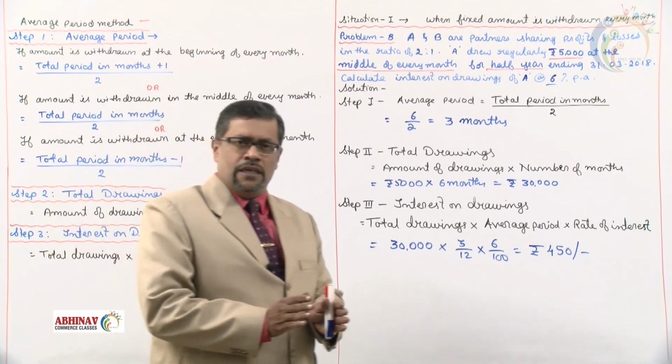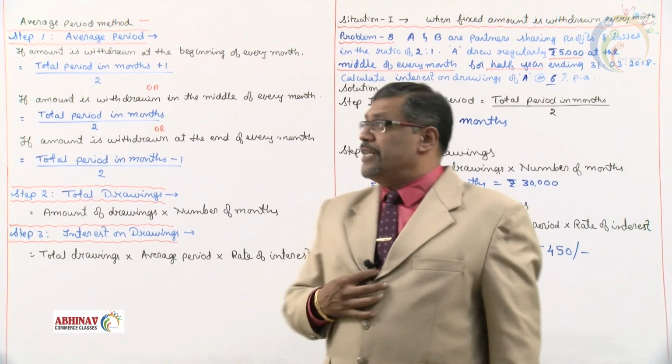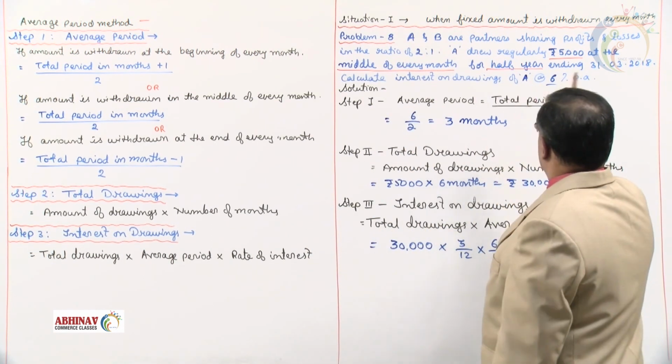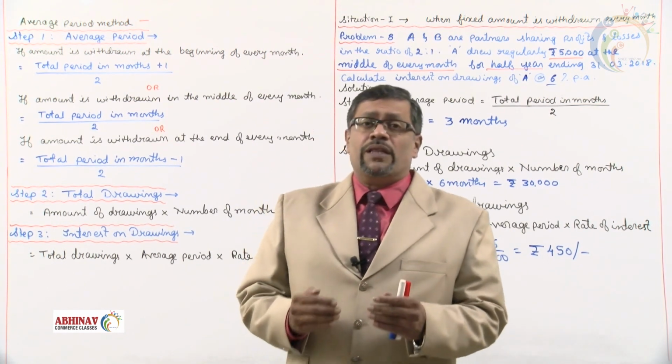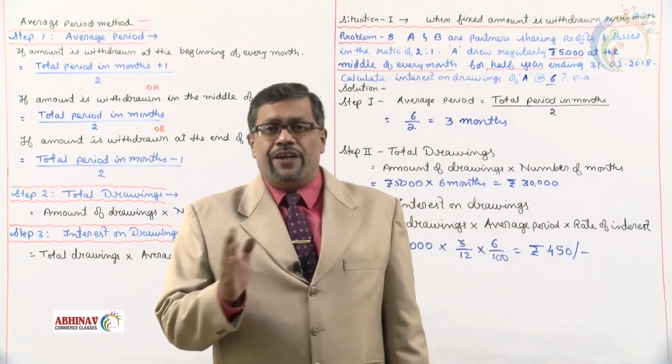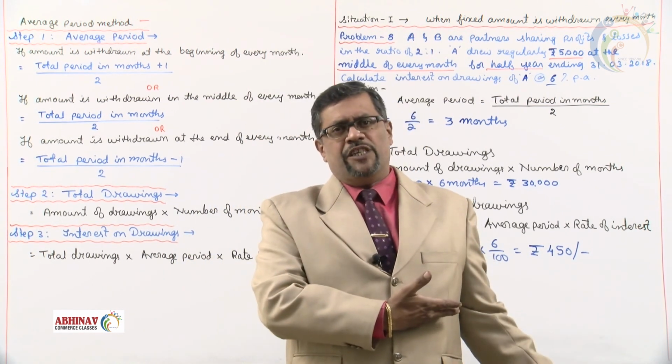In this session, we have learned interest on drawings with the first method, the average period method, when a fixed amount is withdrawn every month. In the next session, we'll see when the fixed amount is withdrawn every quarter, by using the next method or even by using the average period method.